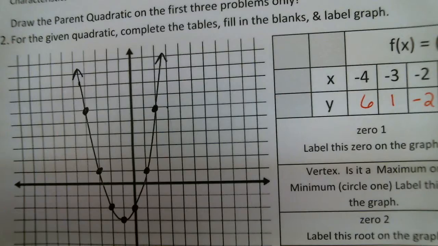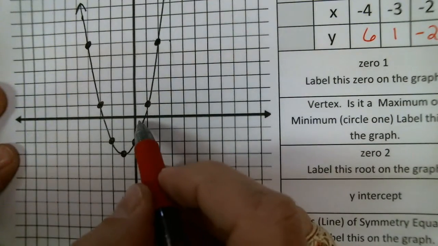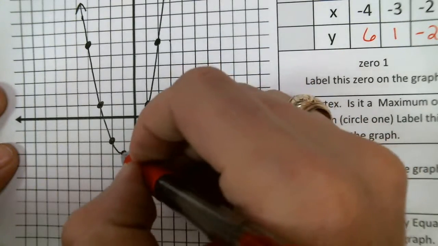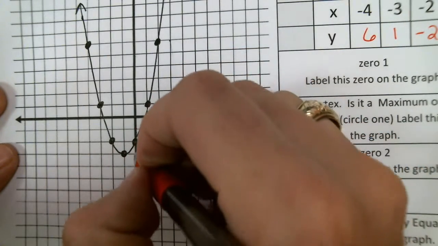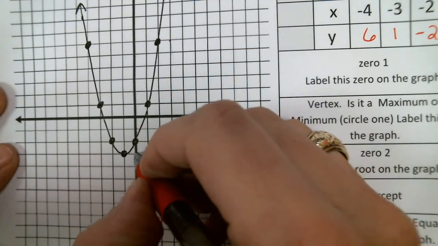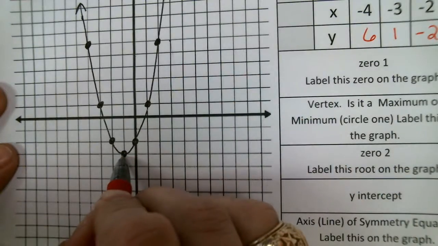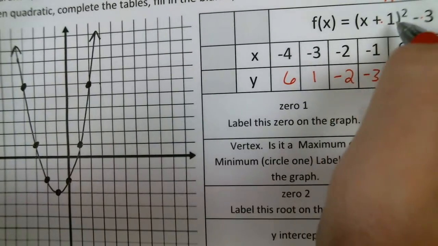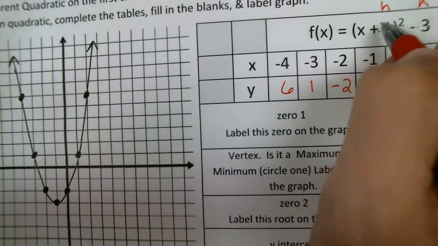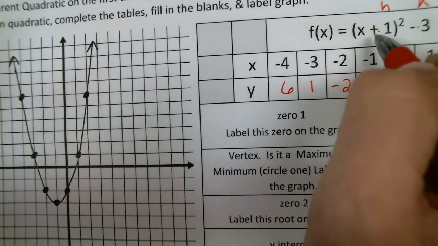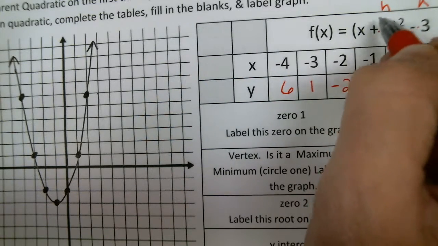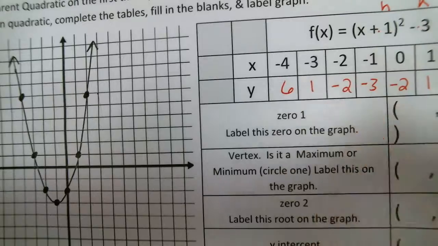This probably also will show a little bit better that from my origin, from my parent function, to get to the new vertex, we went 1, 2, 3 down, which is my k value, minus 3. And we went left 1, which was my h value of plus 1. When it's inside parentheses, we got to think opposite. It's not natural for us to think a positive going left, but we got to remember that it's going to be opposite inside the parentheses.